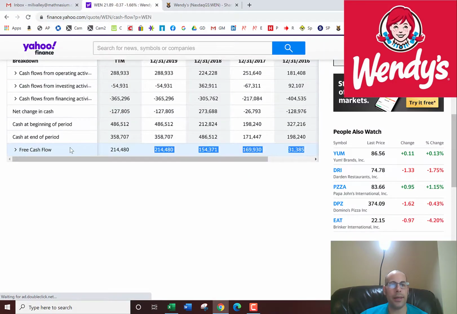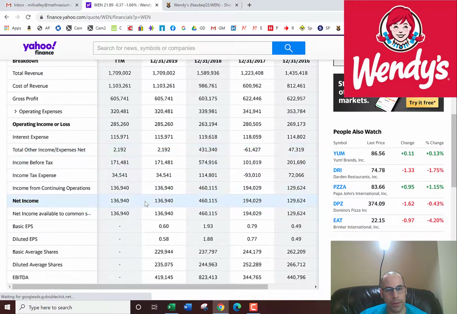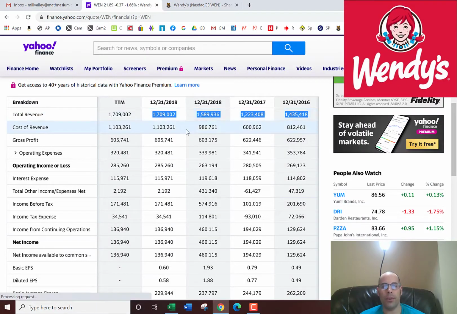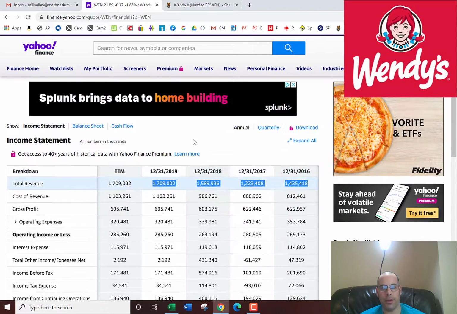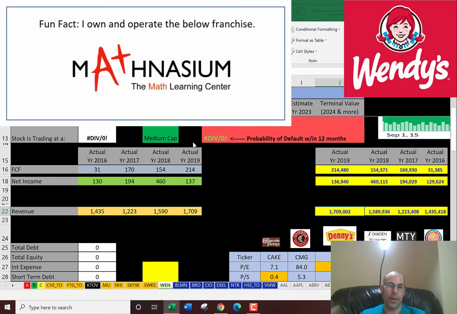Next, we need the net income, which is the profit and loss on the income statement. And we're going to put 4 years of that into the model. I'm going to put 4 years of revenue into the model. That comes from the income statement, the revenue. And these are the sales from the corporate level. The royalties the corporation charges its franchisees, and also the franchise fees it charges, not the actual sales of the products like the burgers and fries in the store. Those are on the franchisee level. I'm looking at Wendy's on the franchisor level.